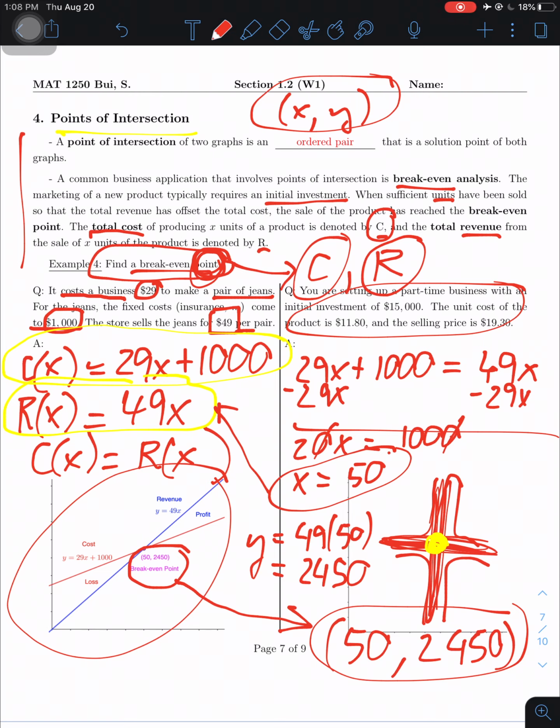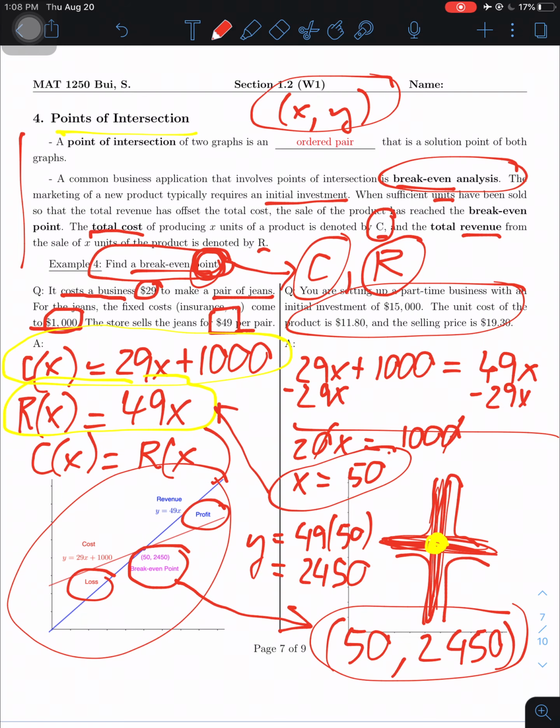Okay, so at any point that your revenue is higher than your cost, that means you're earning, right? You're gaining more money than the money that you invest. That means you have a profit. But if at any point your cost is higher than your revenue, it means that you're paying more than what you earned. That means you have a loss. So that's pretty much the meaning of the break-even analysis.